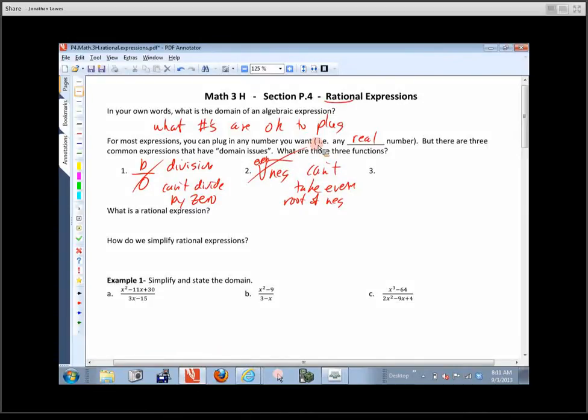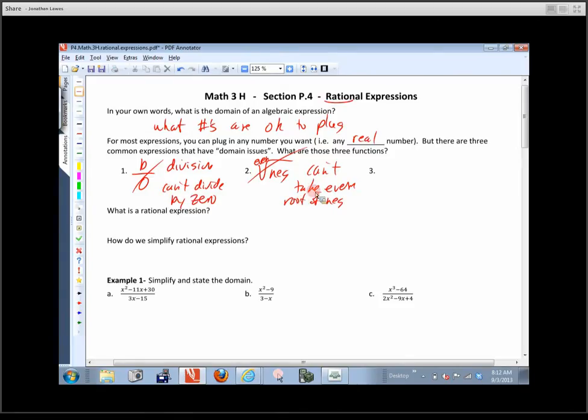Now, is that true of odd roots? What if I wanted to find the cube root of a number? If you plug in a negative, it's going to be a negative. If you plug in a 0, it's going to be 0. If you plug in a positive, it's going to be positive. Odd roots don't have that problem. Even roots do. So you can't divide by 0; got to throw out 0 when you've got a division problem. If you've got an even root, you can't take the even root of a negative. But you can take the even root of, remember we'd call it a non-negative number, so 0 or positive. So throw out the negatives if you've got an even root.